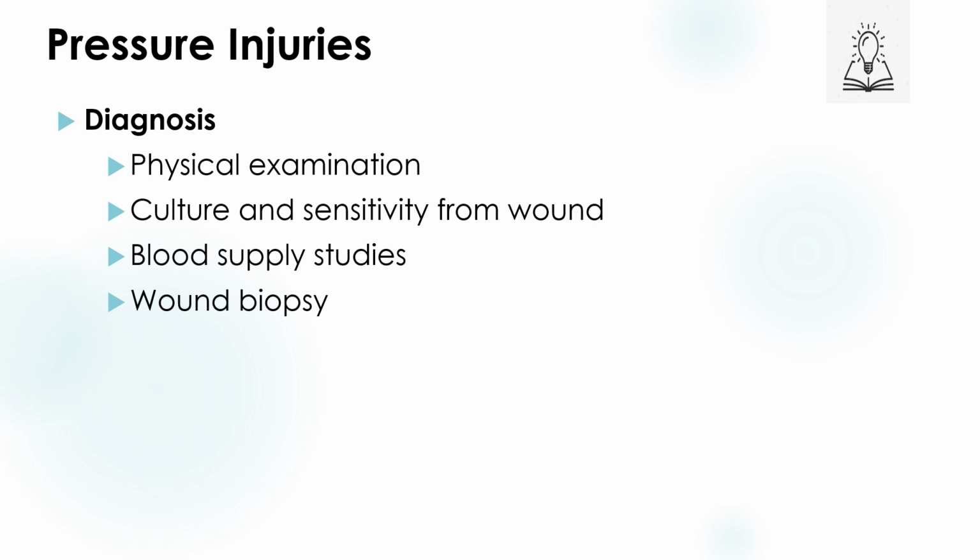The first step in diagnosing pressure injuries is a thorough physical examination. This involves carefully inspecting the skin for any signs of damage, such as redness, discoloration, or open wounds. The examination should focus on areas over the bony prominences, as these are the most common sites for pressure injuries. Secondly is culture and sensitivity from wounds.